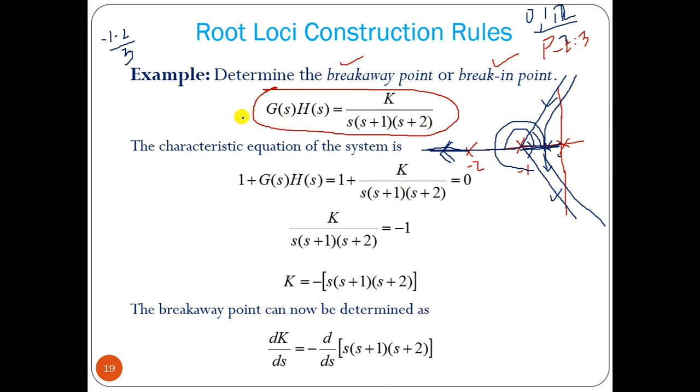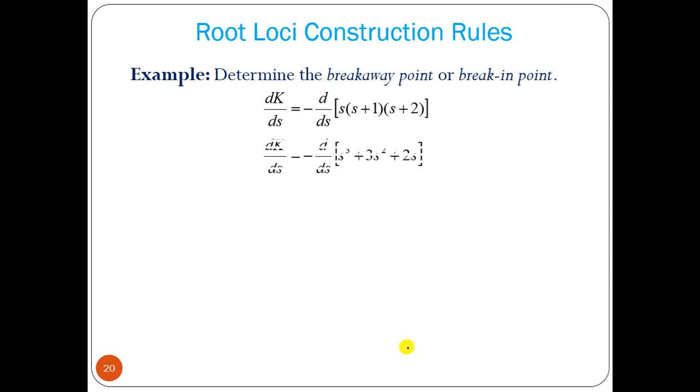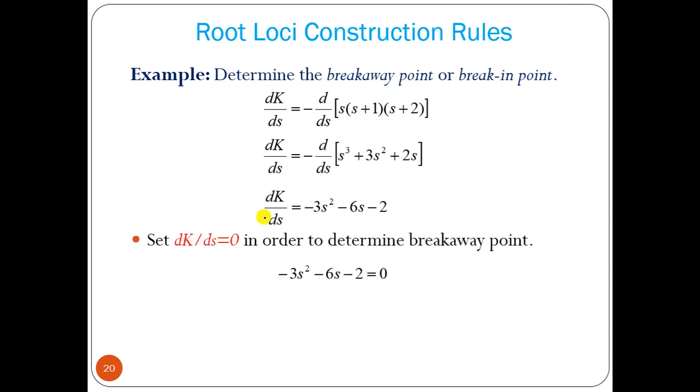So we have to form the characteristic equation 1 plus G(s)H(s) equal to 0. Now we have to find the value of K in terms of s, so K equals minus of this. Then you have to perform the differentiation of dK with respect to s. If you solve dK by ds, we will get this particular equation.